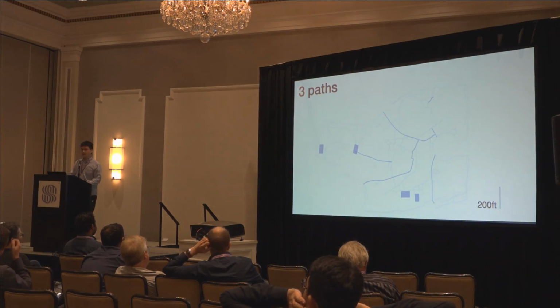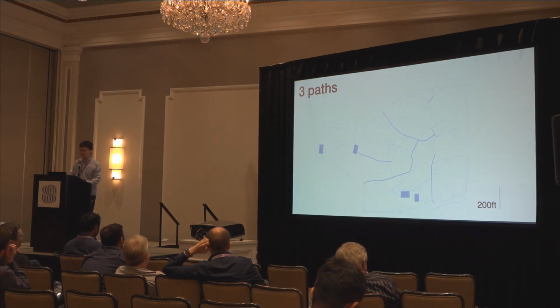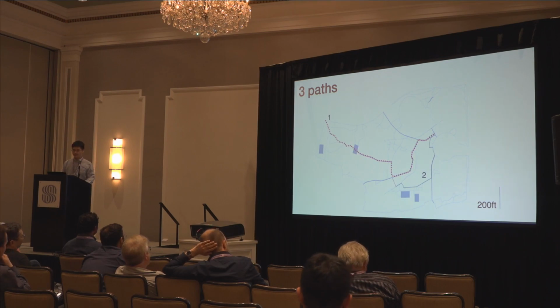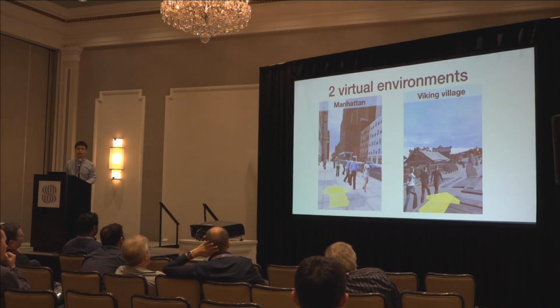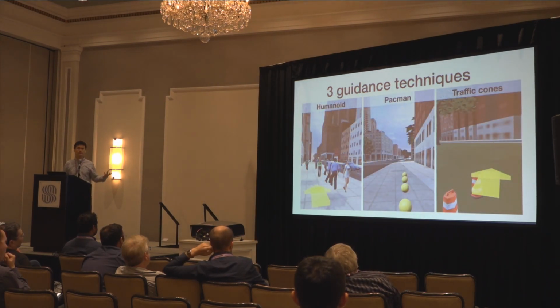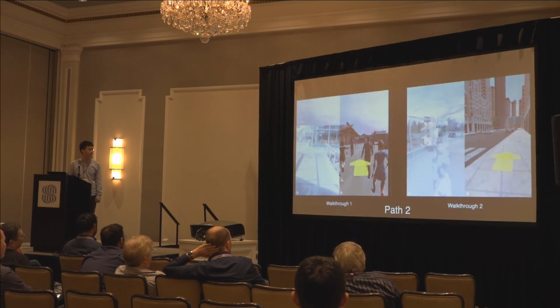So we really want DreamWalker to be really safe, so we almost ran DreamWalker every day during the last few weeks of my internship. This is the few paths we tested. And then we tested in 2 different virtual environments, Manhattan and Viking Village. And also we tried three different guiding techniques. Humanoid, as I introduced before, Pac-Man, which just shows a few yellow dots in front of where the user needs to move, and also traffic cones, which show a traffic cone whenever there's an obstacle.